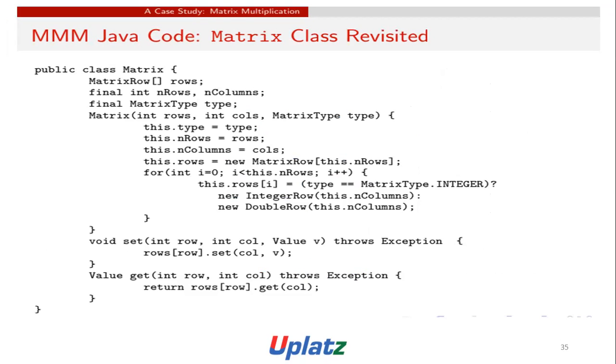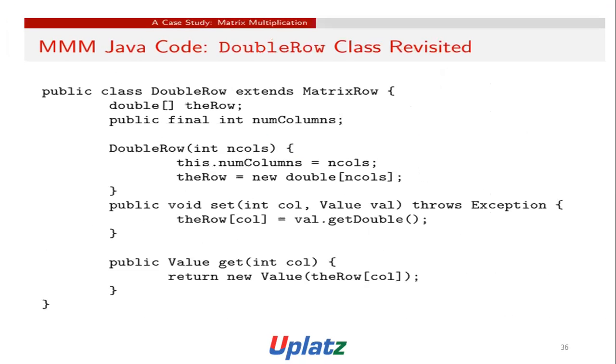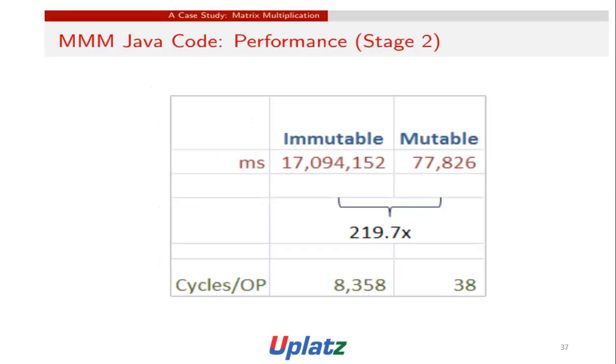Matrix class revisited. The program for the matrix class is visited again, repeated here. Double row revisited. So we put in the double row class. Then we have milliseconds: immutable is 17,094,152, mutable is 77,926. Together it is 219.7x. Cycles per operation is 8358 and 38.